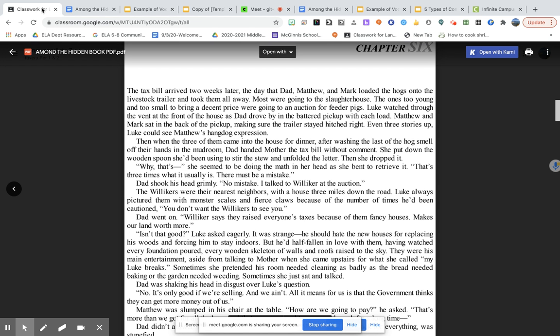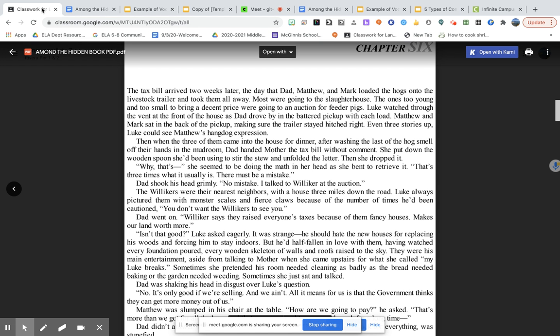Why? She seemed to be doing the math in her head as she bent to retrieve it. "That's 3 times what it usually is. There must be a mistake." Yeah, so that's like super ridiculous, right? So every once in a while, tax bills increase for people who own houses or whatever. But for it to triple is insane, right? It's like ridiculous, the amount of money that they're asking for now.